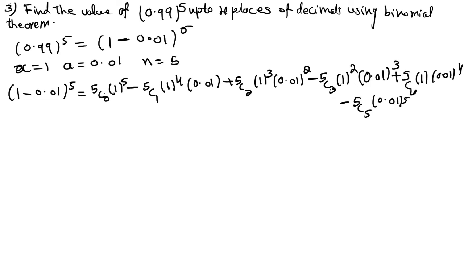Okay, in the next step see, 5C0 value is 1 into 1 to the power 5 is 1, minus 5C1 value is 5 into 0.01 plus 5C2 value is 10 into 0.01 square, you will get 0.0001.